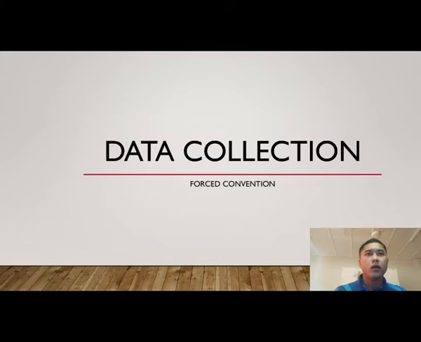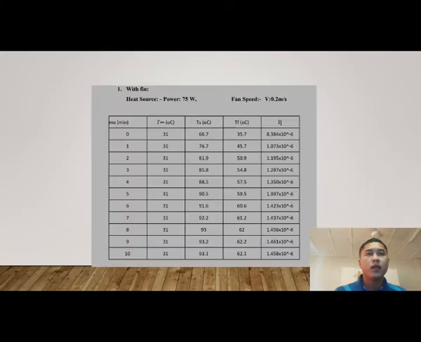Okay, next I will continue. I will present the data collection for forced convection. Okay, this is the table showing the data with fins for forced convection at fan speed V equal to 0.2 meter per second. The data were collected with a heat source power equal to 75 watt.